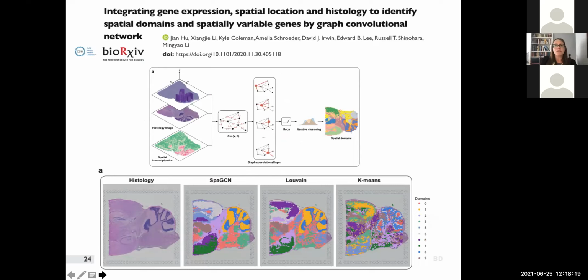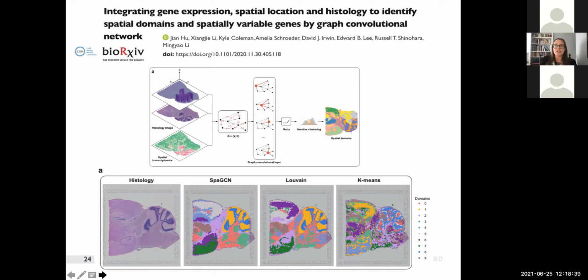So the graph convolutional network is based on an undirected weighted graph in which the edge weight between every two spots is determined by the Euclidean distance between the two spots, defined by the spatial coordinates x, y, and then a third dimensional coordinate z obtained from the RGB values in the histology image.